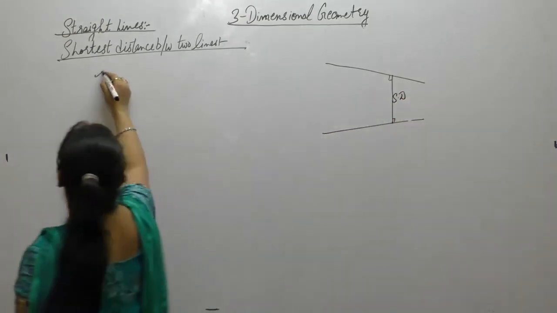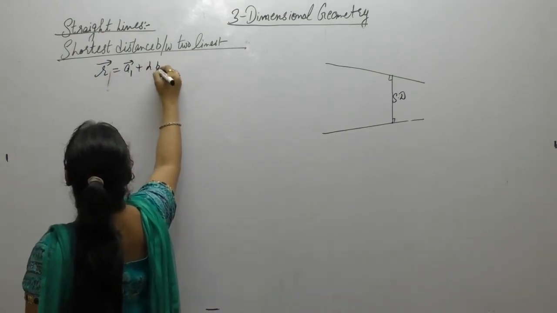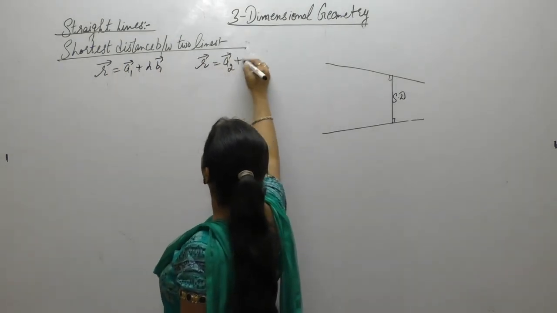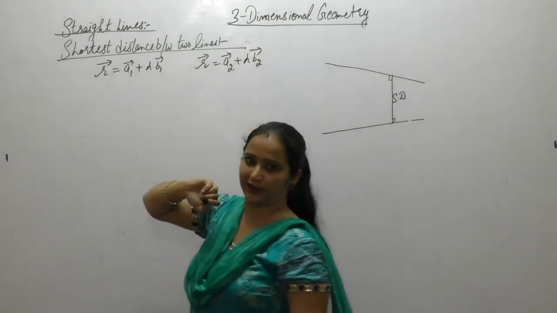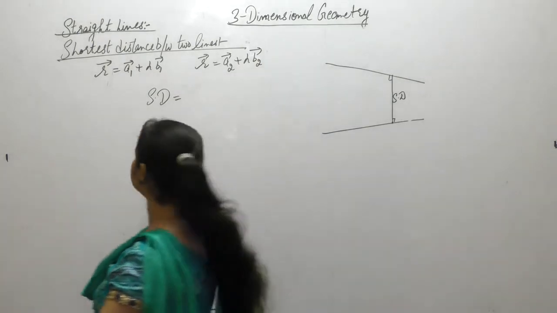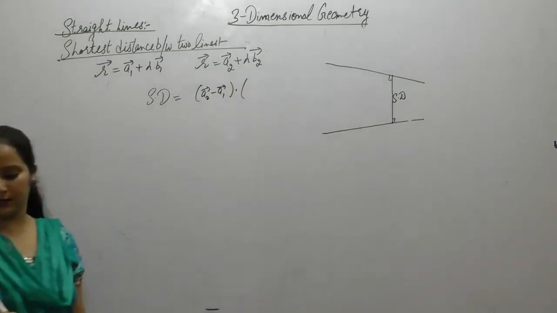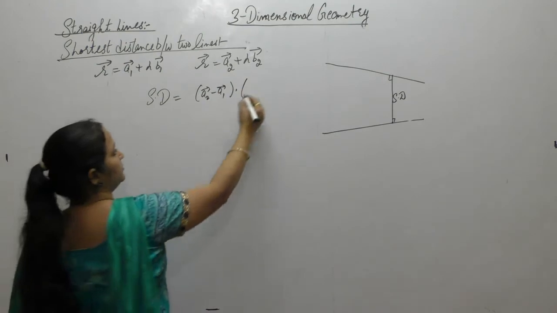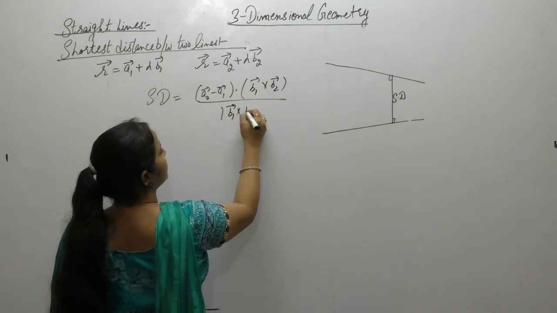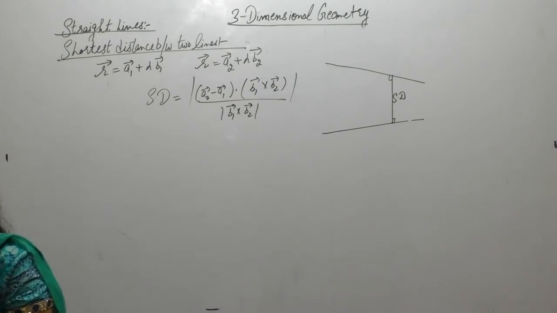If we have the equation r vector equals a1 plus lambda b1, this is line 1. Line 2 has equation a2 vector plus mu b2 vector. Then the shortest distance between these two lines is equal to (a2 minus a1 vector) dot (b1 cross b2) upon magnitude of b1 cross b2 vector. So this is the shortest distance between two lines.